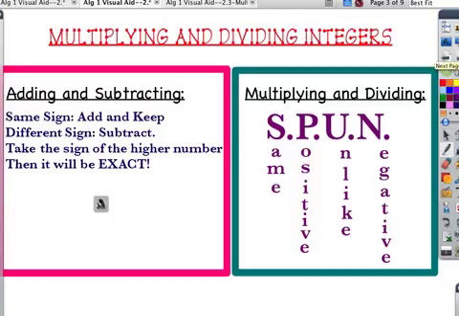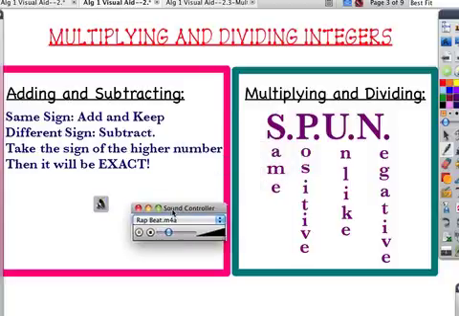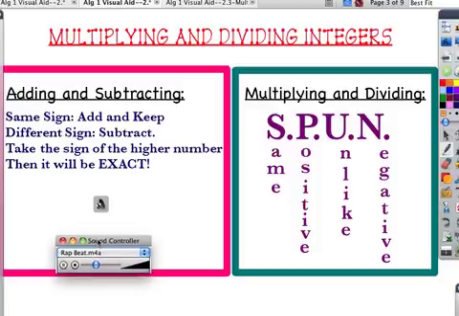Today we're going to talk about multiplying and dividing integers and some other rational numbers. The wrap can only be used for adding and subtracting. So as a reminder, I'll play the wrap for you one more time. Same sign, add and keep, different sign, subtract. Take the sign of the higher number, then it'll be exact. Raise the roof.